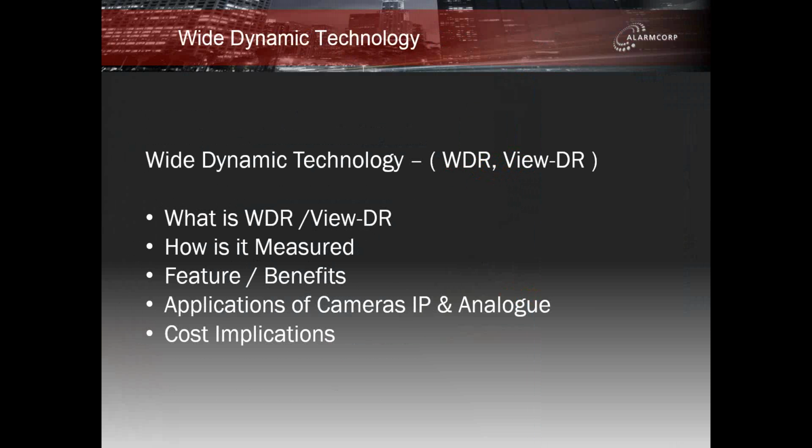Our topic today is an overview of wide dynamic range and how it is applied to a camera connected to a CCTV system. Wide dynamic range cameras are typically referred to in the industry as WDR. In the upcoming slides, we refer to the Sony implementation of this technology that is known as ViewDR. How is WDR measured and what to look for in datasheets. The applications of where to best use a WDR camera. This is typically an additional cost for a WDR camera over a standard one due to the extra processing circuitry involved.